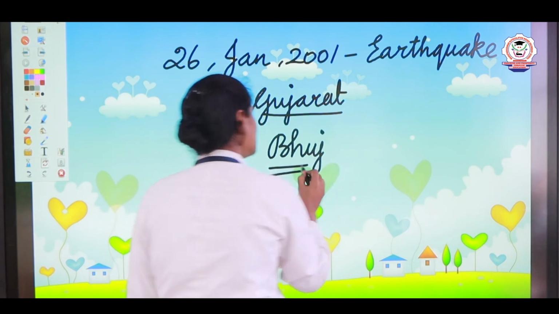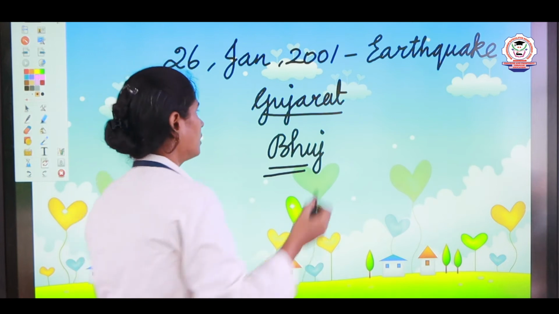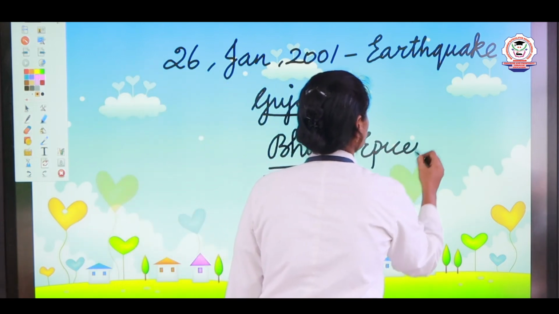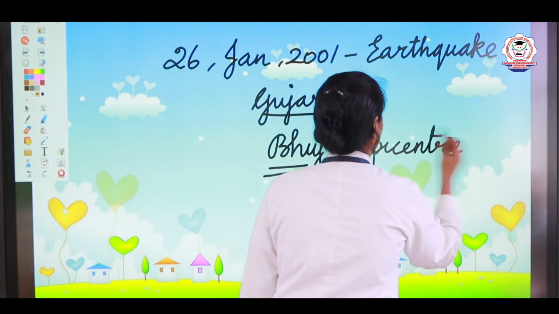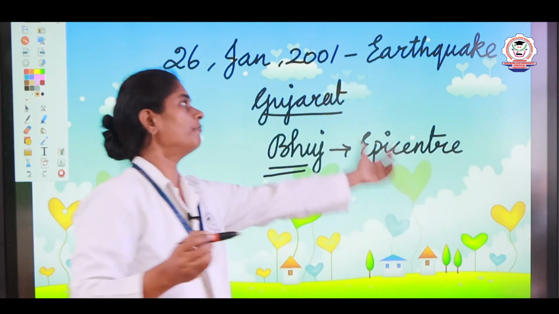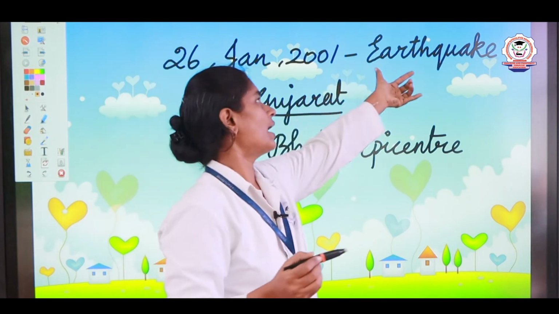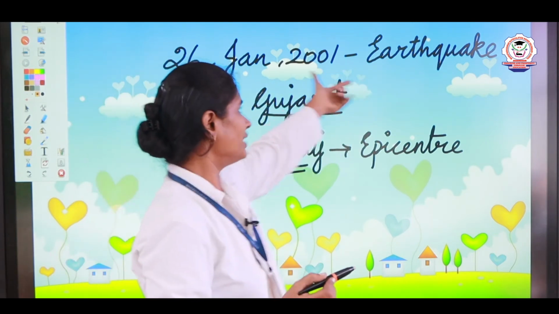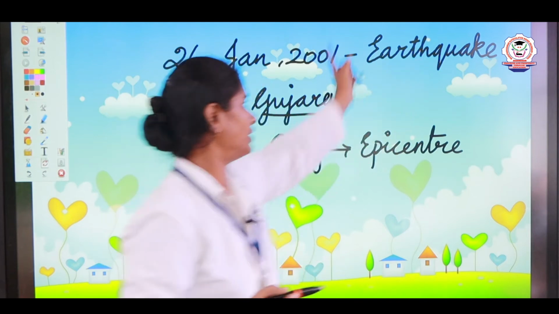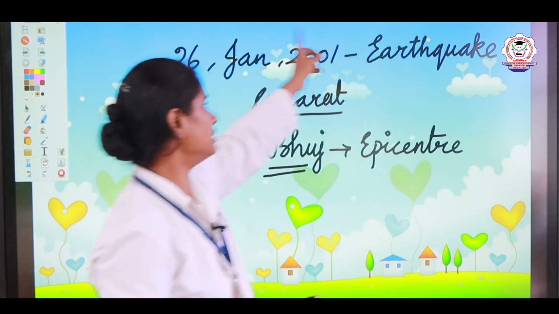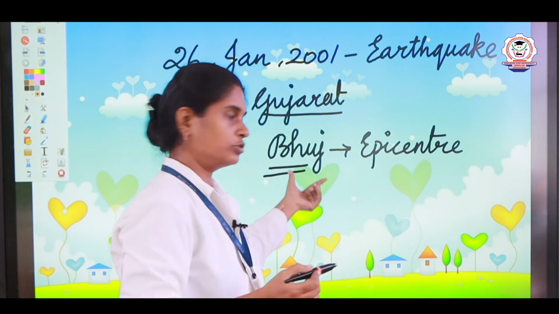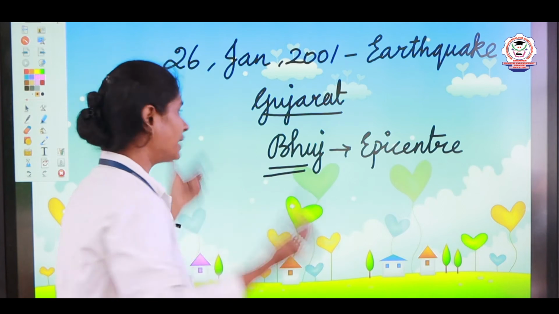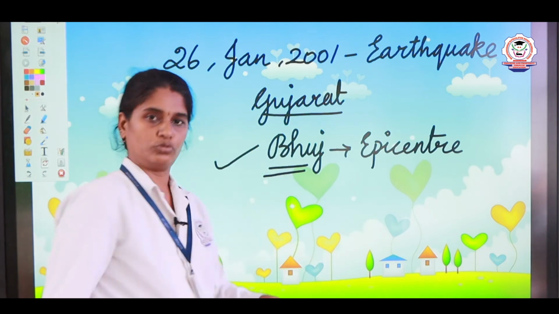So Bhuj is the place which is considered the epicenter. Why? Because here was the center of the earthquake. The earthquake happened on 26th January 2001. During that time the center of the earthquake was at Bhuj, so Bhuj is considered the epicenter. Maximum damage was there in Bhuj, right.